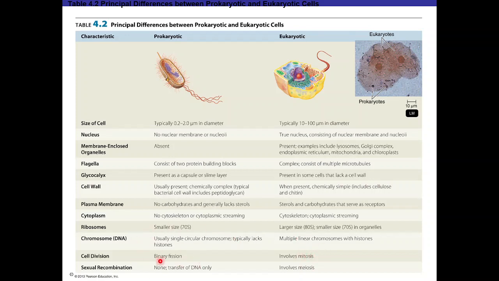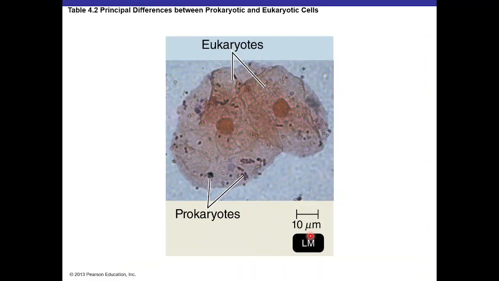Cell division in prokaryotes is through binary fission, in eukaryotes through mitosis. Sexual recombination in prokaryotes is through the transfer of plasmid DNA, if it happens, and in eukaryotes it involves meiosis. So this is just to show you the difference between eukaryotes and prokaryotes in terms of size.